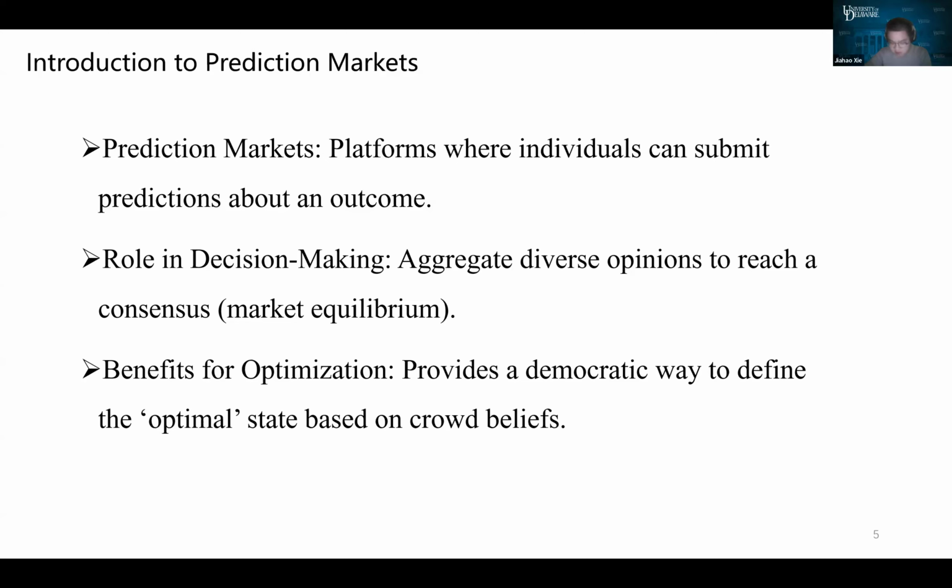The bigger advantage here is that it's democratic. Instead of depending on a single decision maker's perspective to determine the outcome, we get a crowd-based viewpoint that is likely to be more objective and representative. In the context of optimization, this consensus gives us a way to define the optimal state based on collective beliefs rather than individual bias, which is often fairer and more representative, and exactly what we are aiming for with inverse optimization.